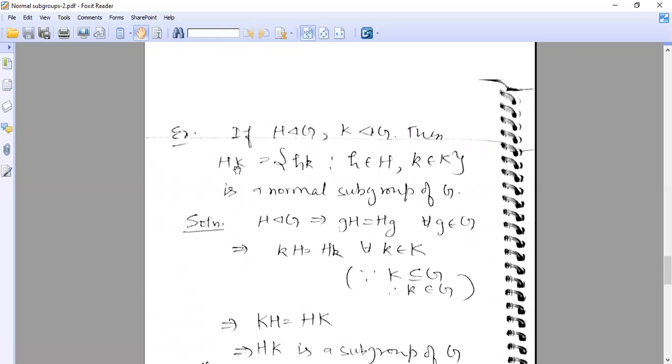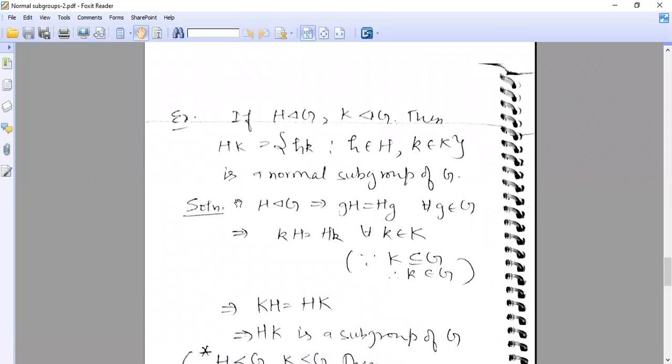Then we have to show that their product HK, given by h into k such that h belongs to H and k belongs to K, is a normal subgroup of G. So the product of two normal subgroups gives you a normal subgroup. That we have to prove.